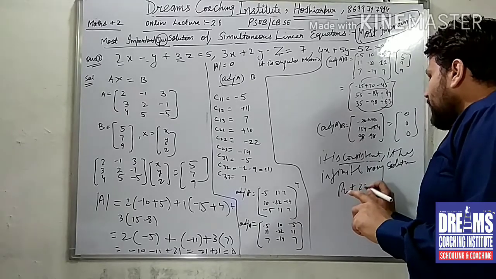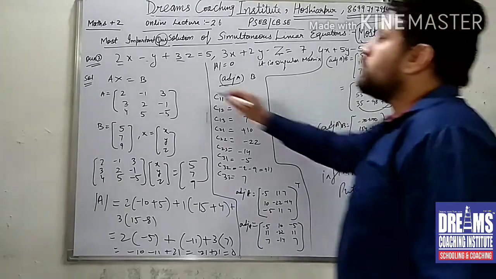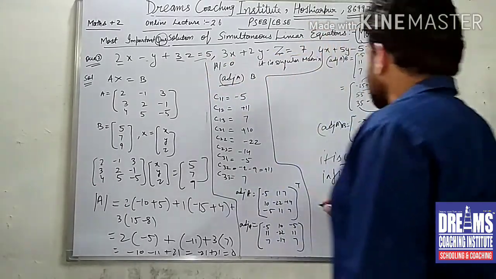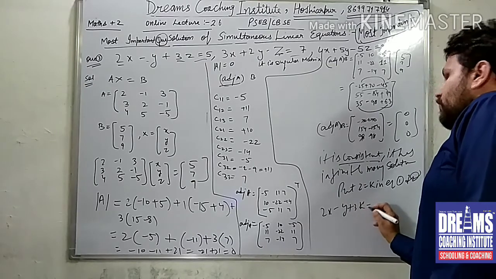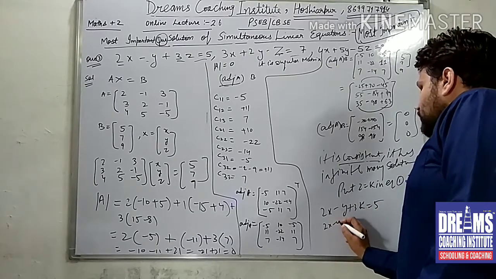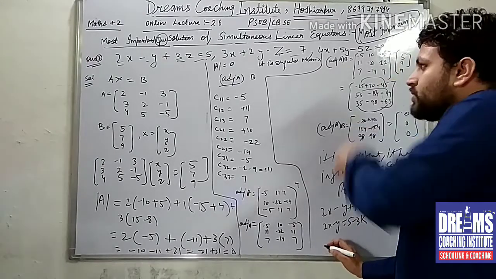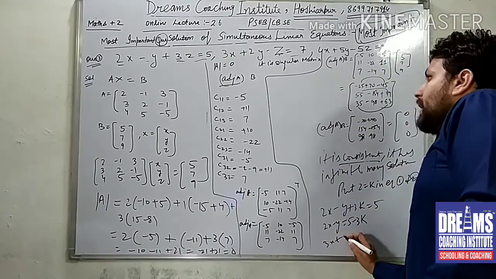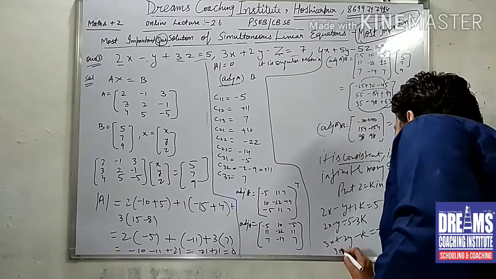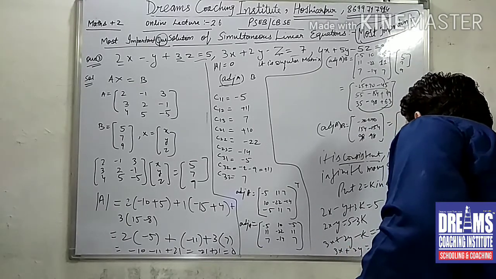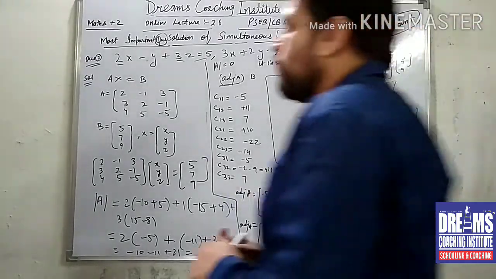Put z equals k in equations 1 and 2. So this is your equation number 1, and this is your equation number 2. If I solve this, 2x minus y plus 3k equals 5, so 2x minus y is equal to 5 minus 3k. The second equation is 3x plus 2y minus k equals 7, so 3x plus 2y is equal to 7 plus k. So these are the two equations that we need to solve here.